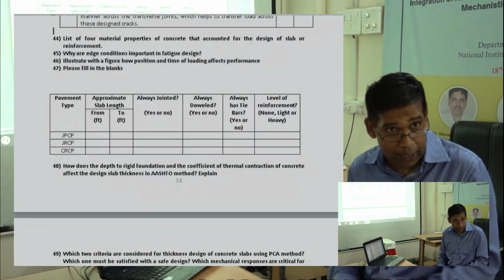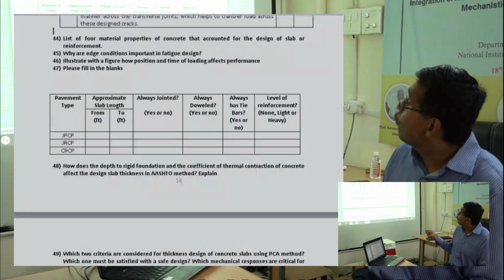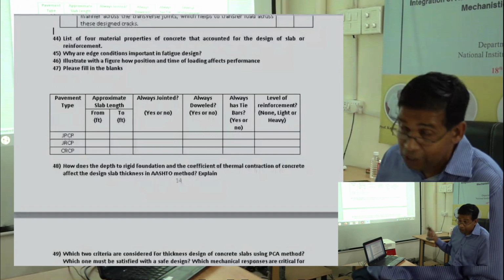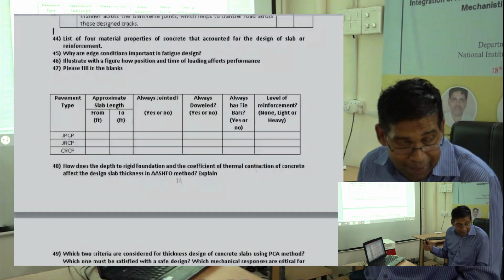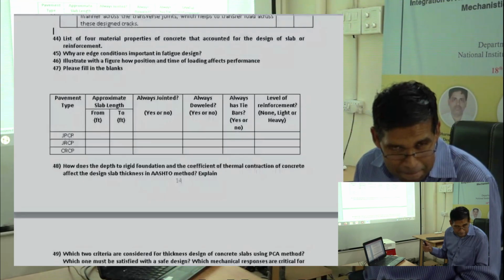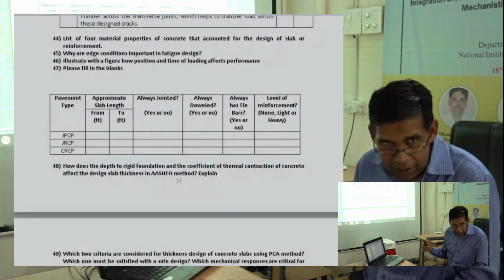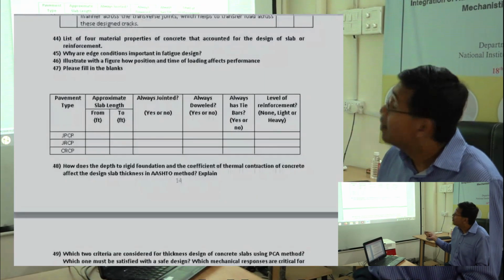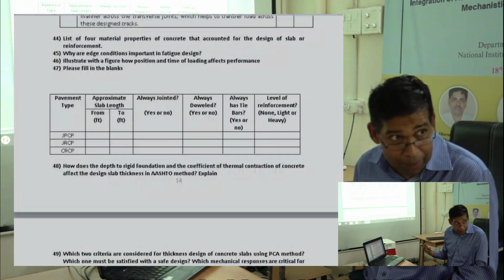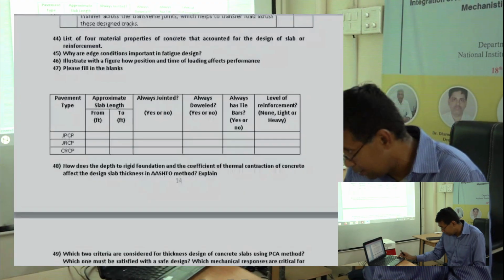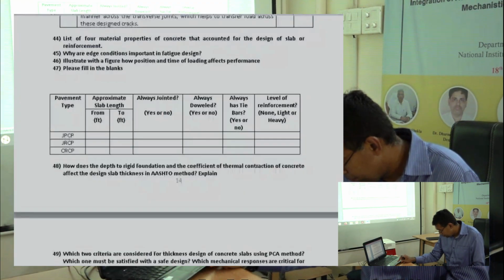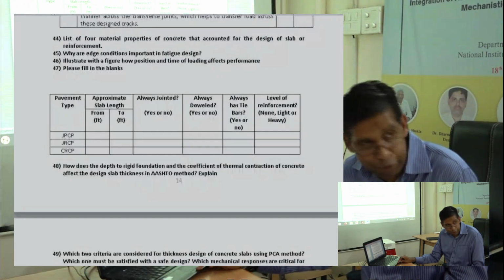Next, if your coefficient of thermal contraction increases or decreases, what happens to design thickness? Yeah, so your thickness will increase, right? Because you get more stresses, right? Next one. But it's more on the reinforcement side as well.